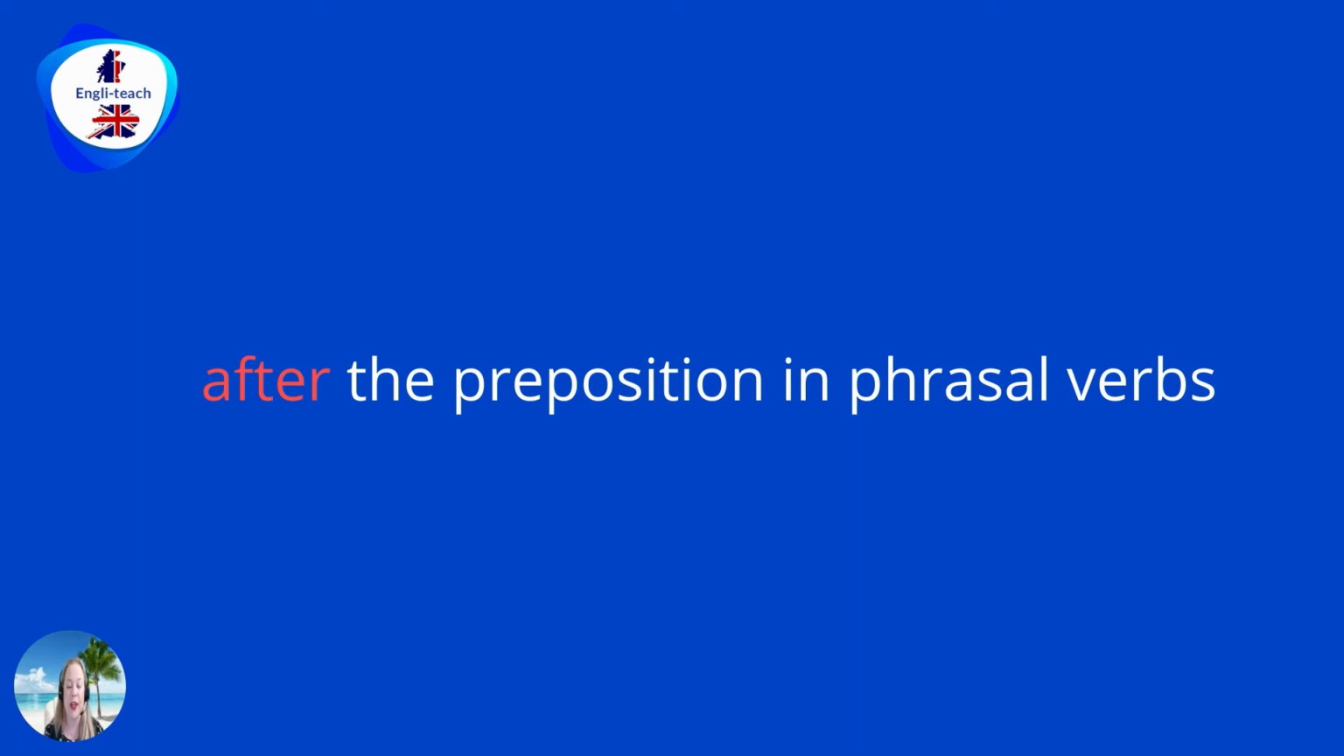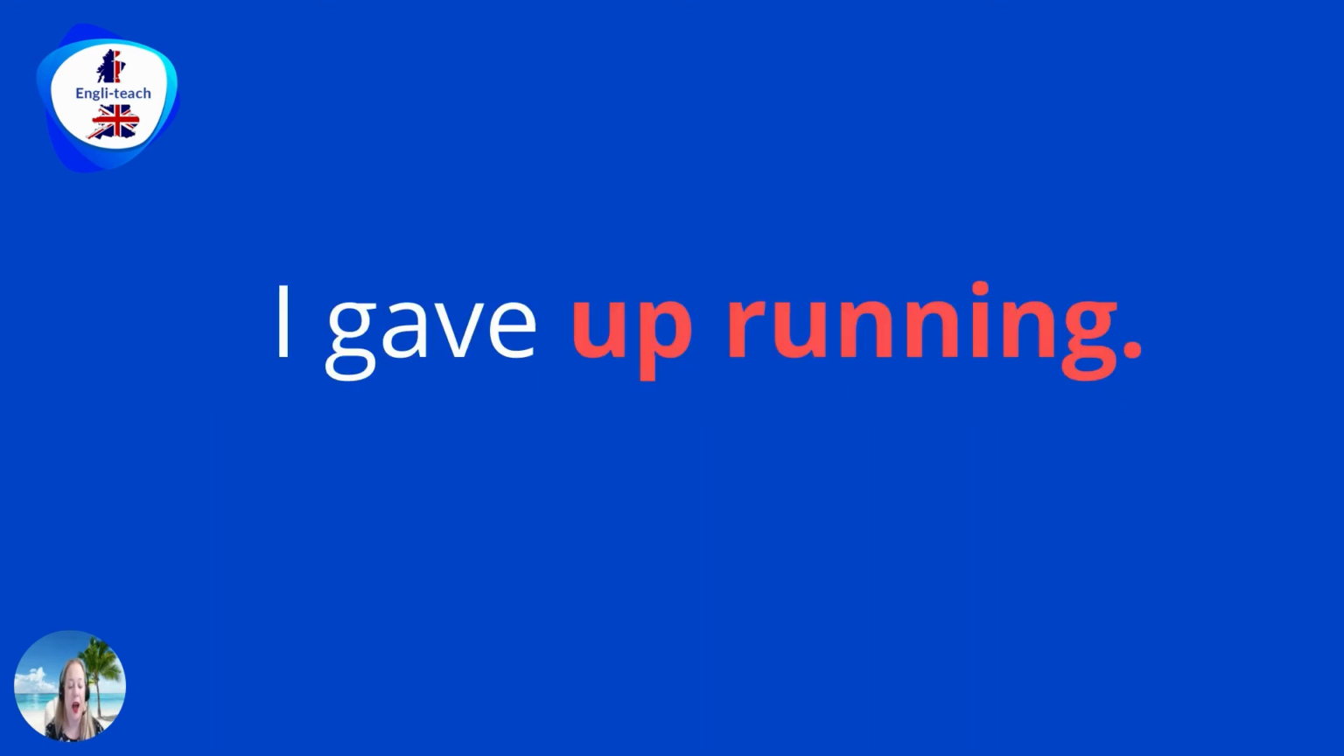After the preposition in phrasal verbs is another way in which we can use a gerund. I gave up running. I didn't like it anymore. I gave up dieting. I wasn't losing weight. I gave up working overtime. I was getting too tired.